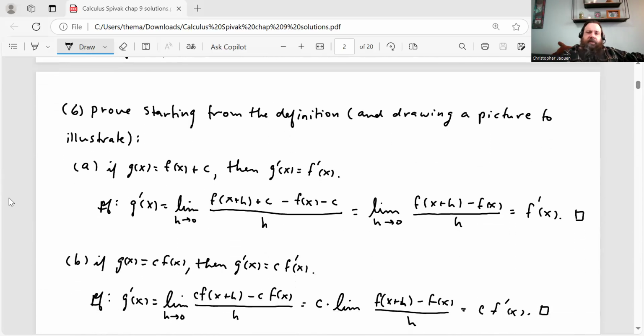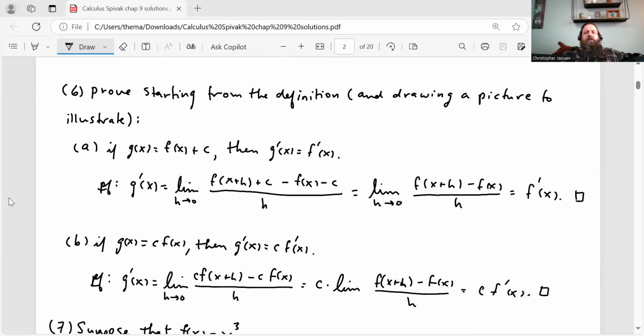All right, question number 6. Prove, starting from the definition and drawing a picture to illustrate. There are a lot of questions here that ask you to draw the picture. I just didn't draw the pictures, but I'll explain, hopefully intuitively, so it'll make sense what I'm trying to say here. But also, you could draw the picture yourself and it should make sense.